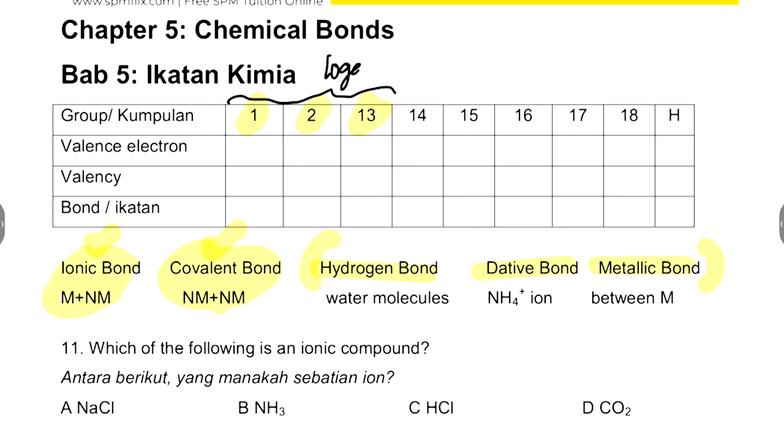Mesti logam. Untuk logam, hanya boleh guna ikatan ionik dengan bukan logam. So, ionic bond is metal and non-metal. Okay, so group 1, group 2, group 13.